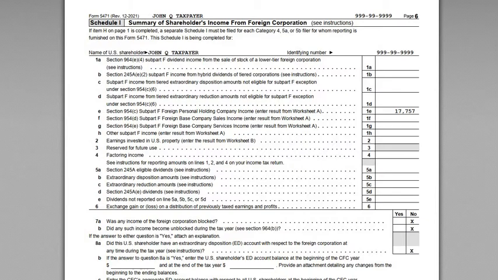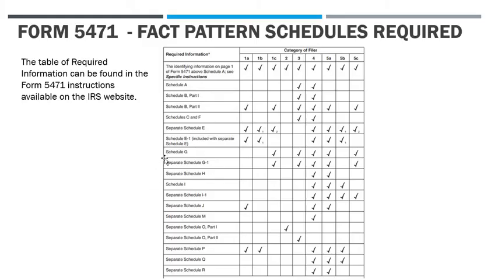Like the other schedules, if we look back at our required information table, which comes from the Form 5471 instructions, we can see Schedule I, and the check boxes are for Category 4, 5A, or 5B filers. So if you are a U.S. person filing this return and you are one of those categories, then you need to include this Schedule I with your Form 5471.